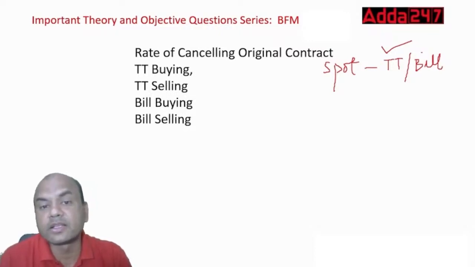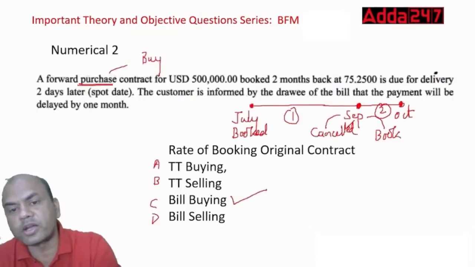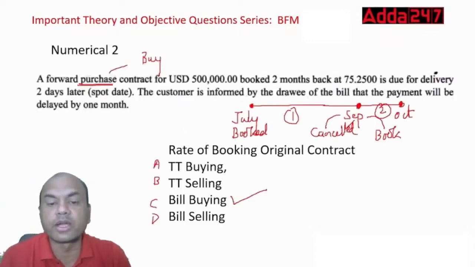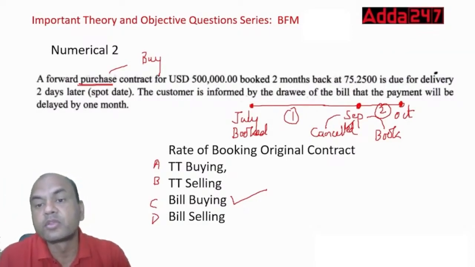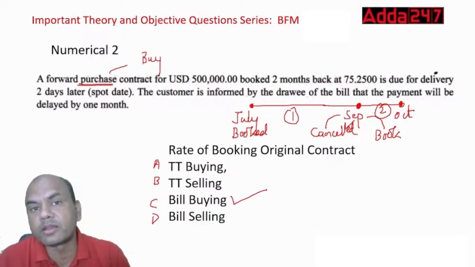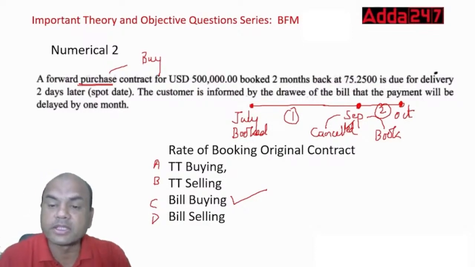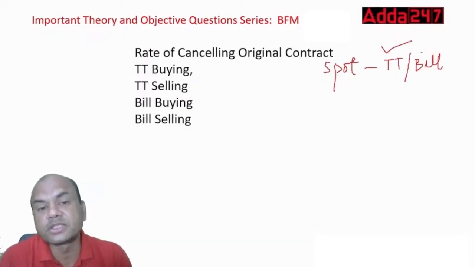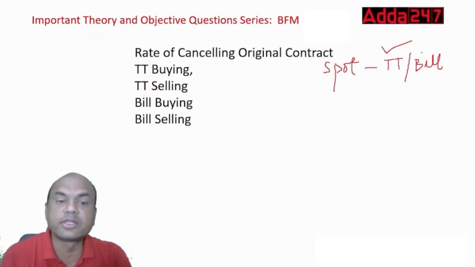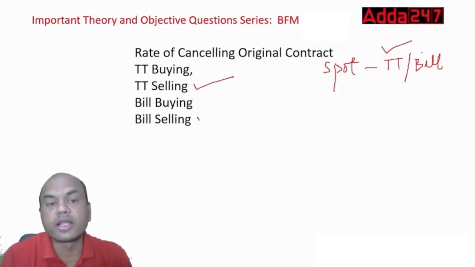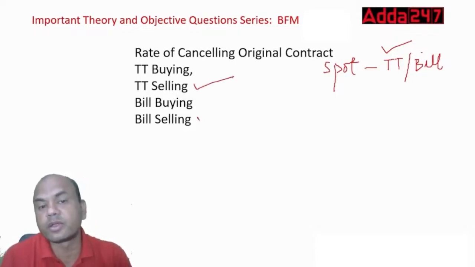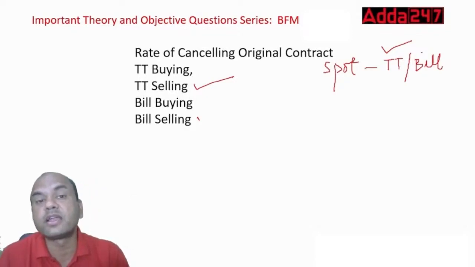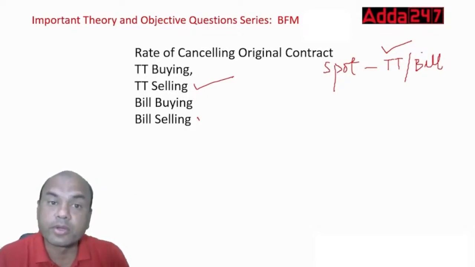Now I'm cancelling the contract. So if the contract was booked at what rate? It was booked at the buying rate, right? So originally it was booked at buying rate. So cancellation will be done at what rate then? Will it be buying or selling? So if I do something at buying, I'll have to cancel that using selling, right? So I'll be using this TT selling rate, right? So the answer will be TT selling rate over here. Okay, cancelling is always done at the reverse rate of the booking.